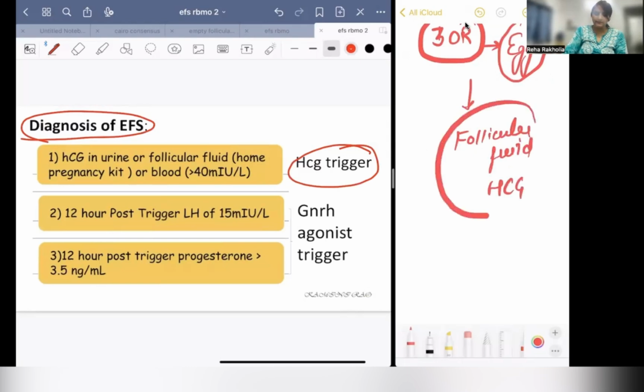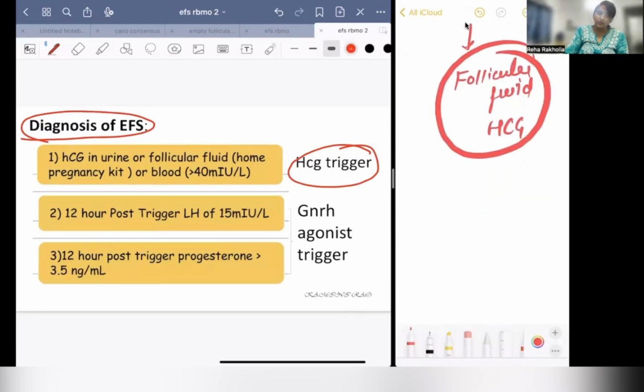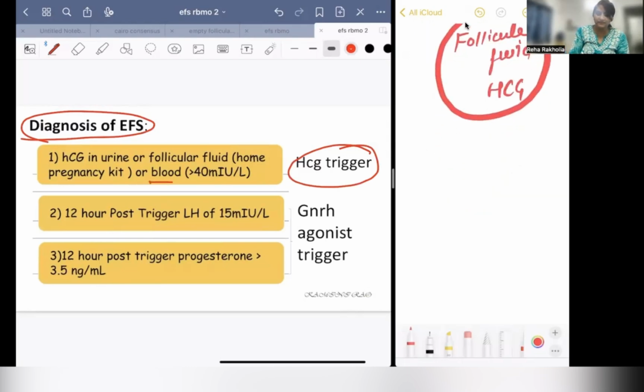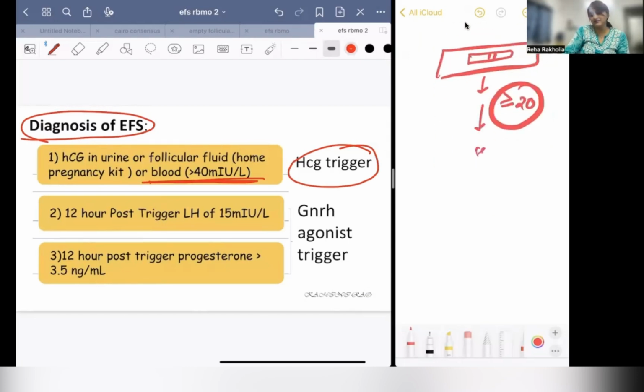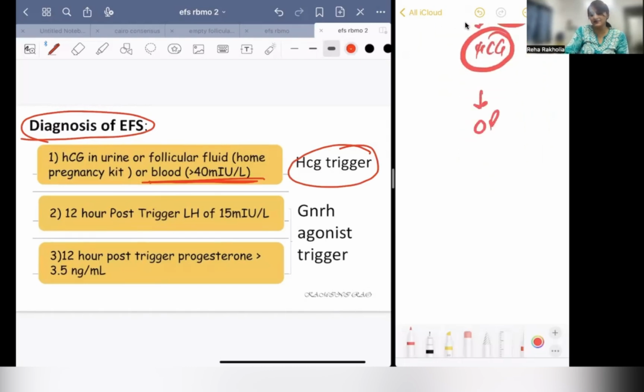Blood HCG actually takes time, so we'll do follicular fluid HCG, and we'll see it in an HCG kit. If there are 2 lines, that means HCG is more than 20. That means HCG has worked, so we'll continue with oocyte retrieval.